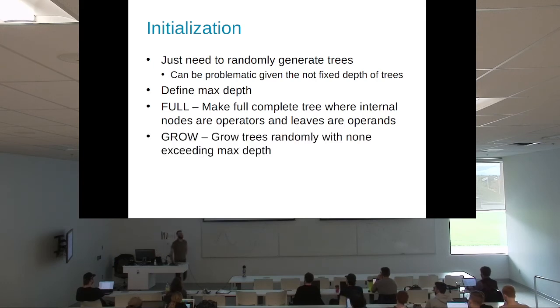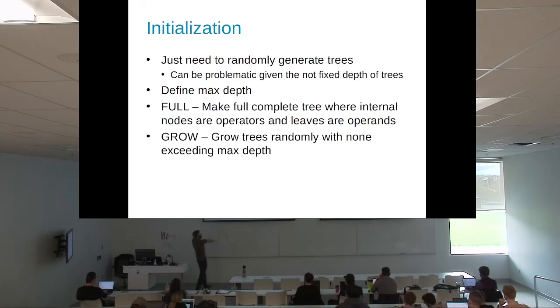Okay, there are two strategies for initializing. There's full: make full complete trees where internal nodes are operators and leaves are operands. Great, that's where we start. Once evolution takes place, the trees can grow in depth. But when we generate the trees to start, maybe that's our strategy.